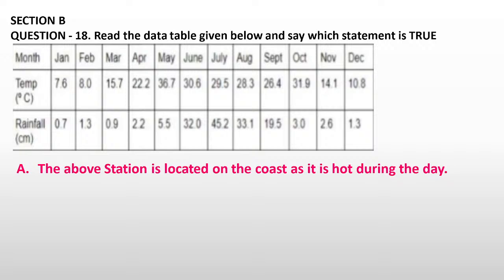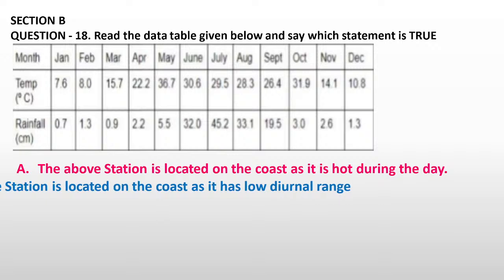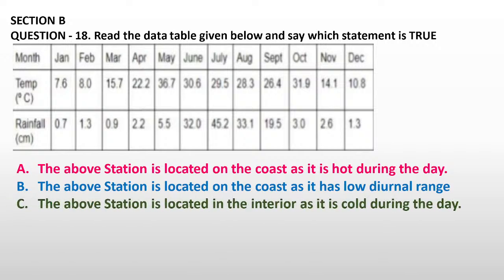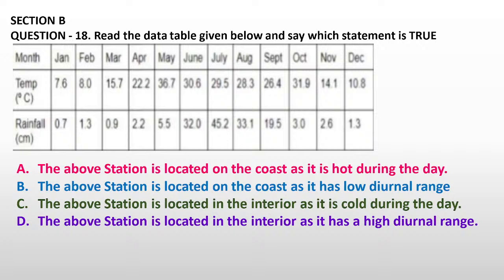Statement A is the above station is located on the coast as it is hot during the day. B, the above station is located on the coast as it has low diurnal range. C, the above station is located in the interior as it is cold during the day. D, the above station is located in the interior as it has a high diurnal range. So what should be your answer for question number 18?